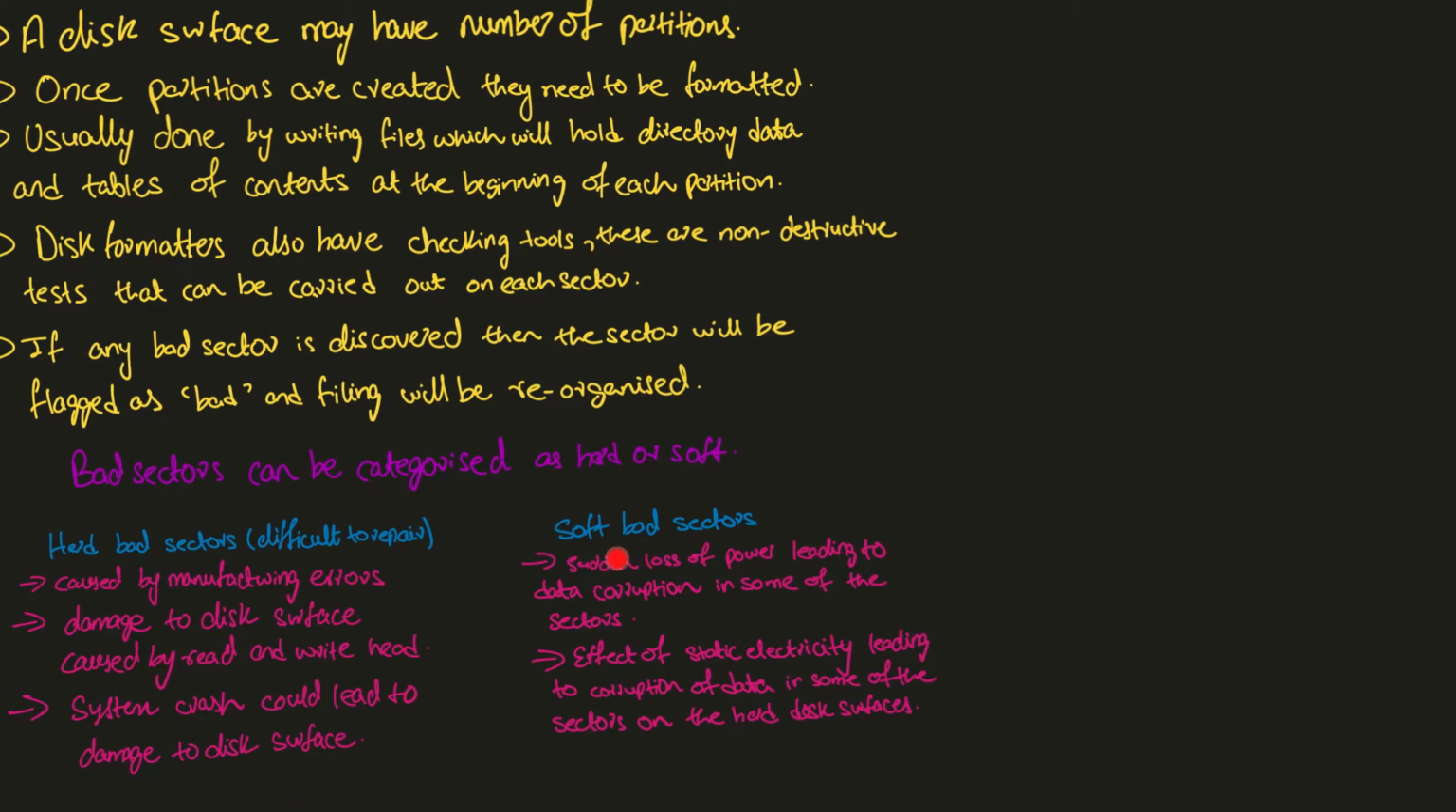Soft bad sectors are due to a sudden loss of power leading to data corruption in some of the sectors, or even the effect of static electricity leading to corruption of data in some sectors on the hard disk surfaces, right?